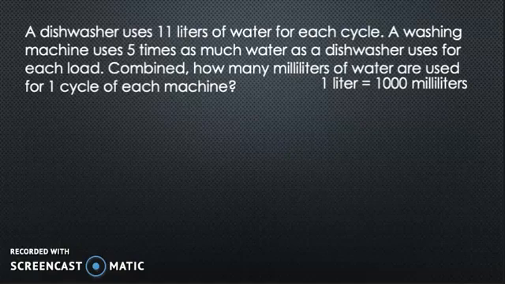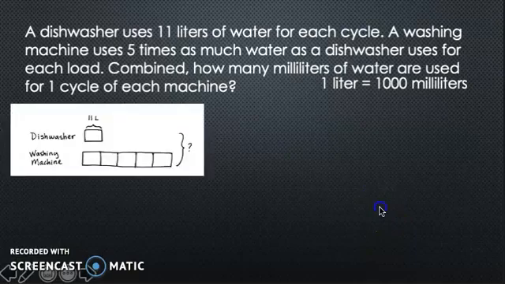Let me start with the tape diagram. Your picture should look something similar to mine. It may not be exact, but it should show that the washing machine is 5 times greater than the dishwasher. So I'm going to walk you through one way to solve this problem, and then I'm going to show you 2 other ways you could have solved it. It's okay if ours do not look exactly the same, but you should have found what 5 times greater than 11 liters is, and then added the dishwasher and converted to milliliters. It's a lot of steps to keep track of.